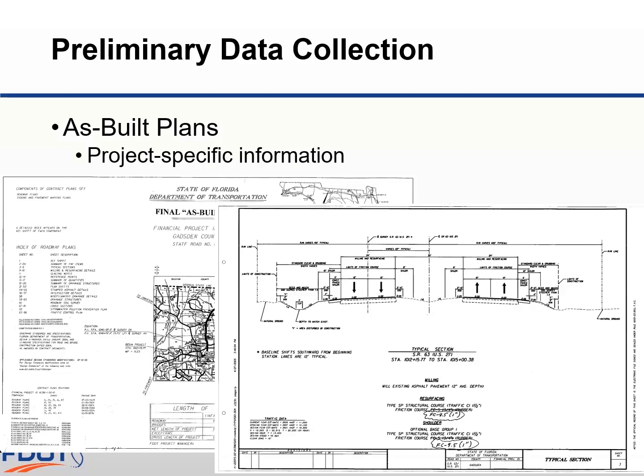These areas may have different pavement thicknesses from the original travel lanes, and that's something you'll need to know when you're doing your resurfacing design. To get a copy of as-built plans for your project, you'll want to check with your department project manager.